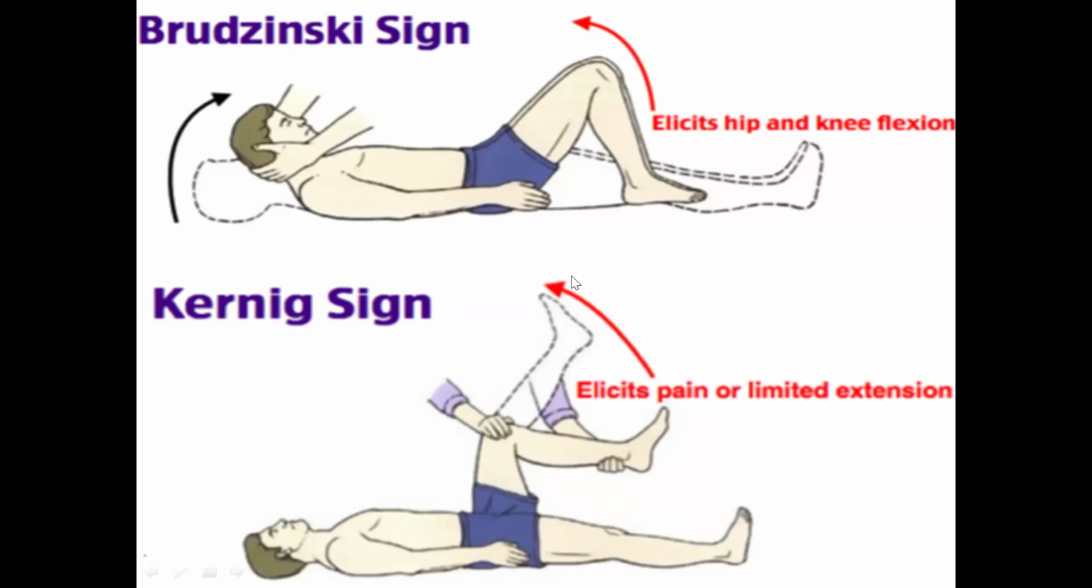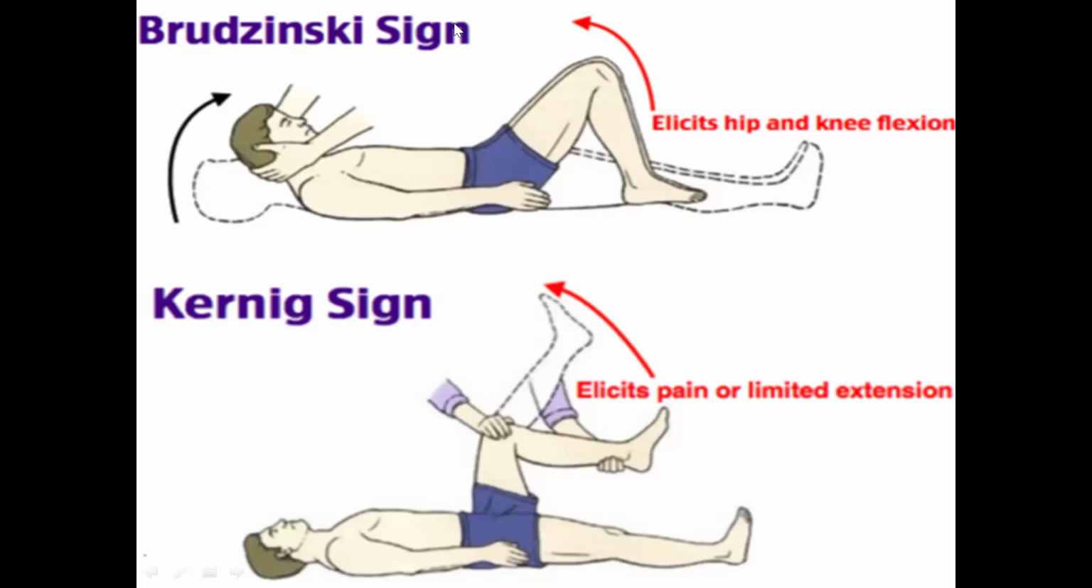So if this patient is positive to Kernig sign, the patient will elicit pain. Can you see? Elicit pain or limited extension. The patient will feel a terrible pain. The patient will not be able to achieve this. So as you flex the knee, you do as if you want to extend it, and this patient will elicit a terrible pain. I don't know if I'm making sense. I don't know if I can describe it better than that.